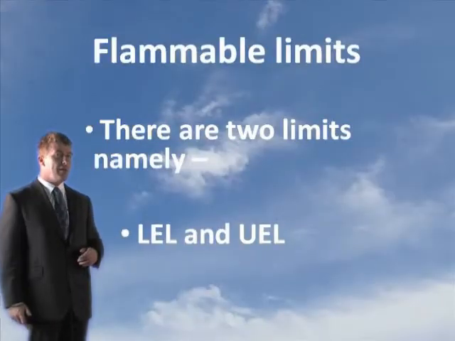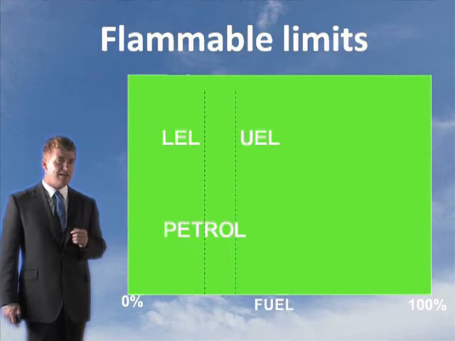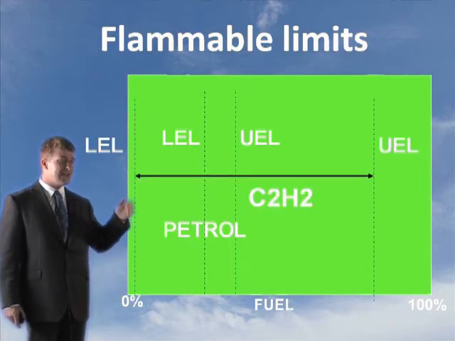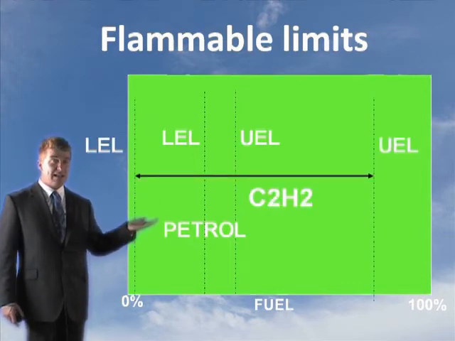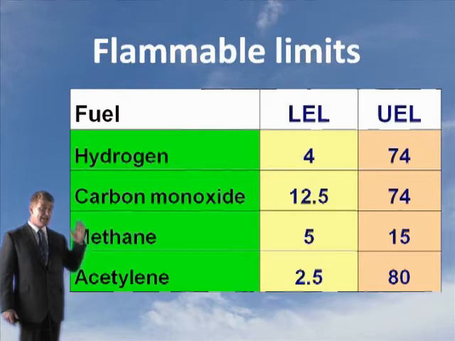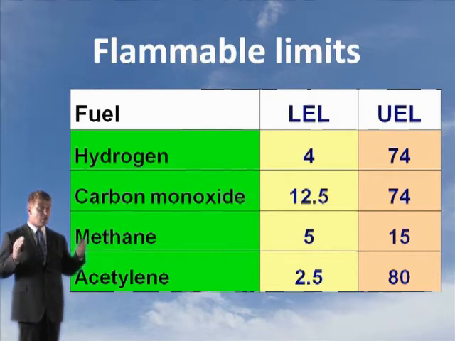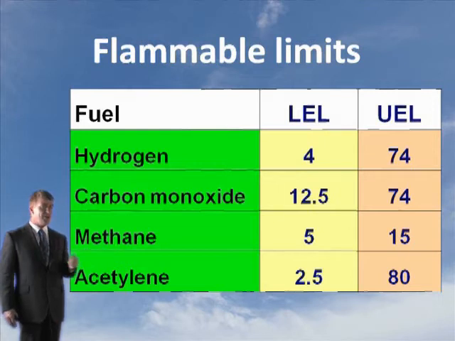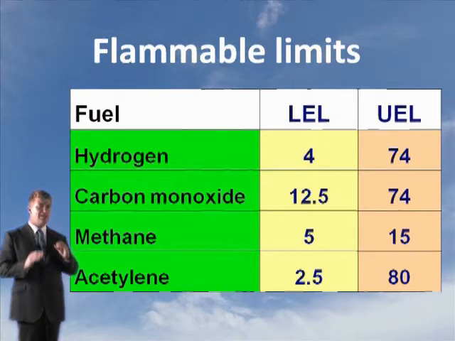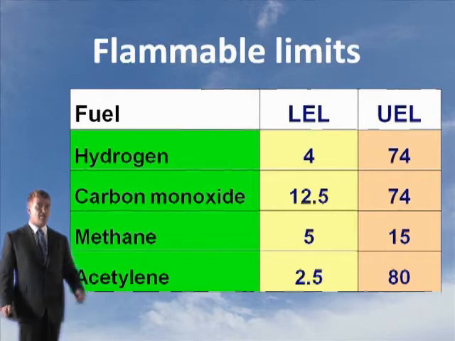Look at this table here. The flammable limits of petrol are about 5 to 12%. Acetylene is 2.5% to 80, something like that. So acetylene is a very volatile gas. Hydrogen is 4 to 74, depending on which data you look at. Carbon monoxide, which is a flammable gas, a product of incomplete combustion, is 12.5% to 74, so that's quite wide. Methane, 5 to 15, not a very volatile gas. Acetylene, 2.5 to 80, so there's another volatile gas. The wider the limits, the more volatile the gas is considered to be.